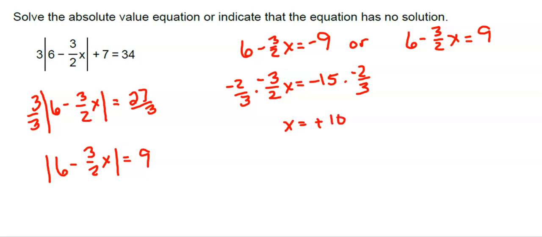And the other equation, we'll subtract 6 from both sides. We'll have -3/2 x equals 3. And then we'll multiply both sides of this equation by the reciprocal of -3/2, which is -2/3. And we get x equals -2. So there's our two solutions, 10 and -2.